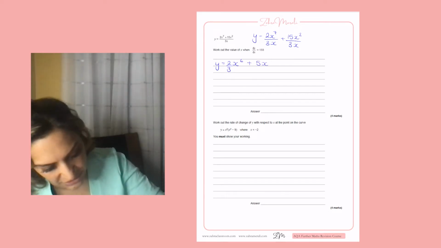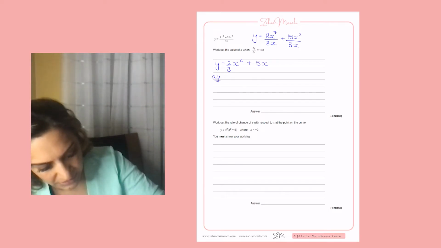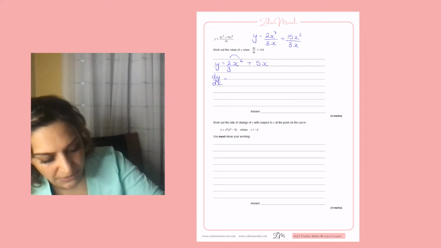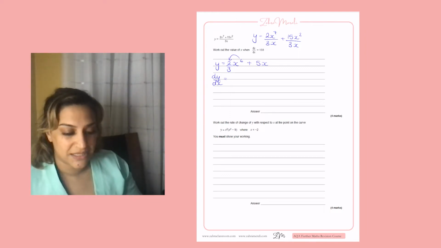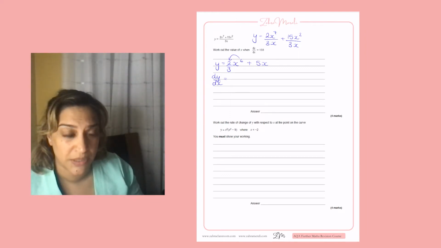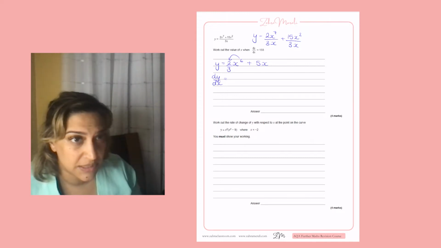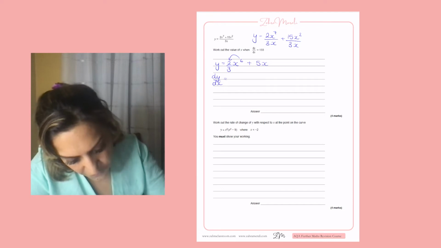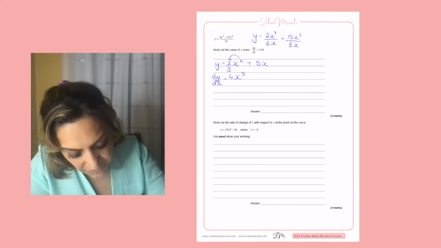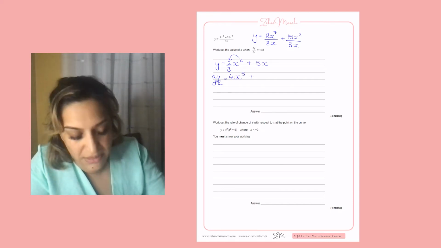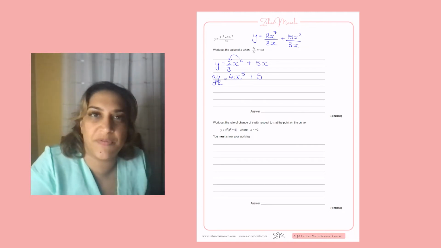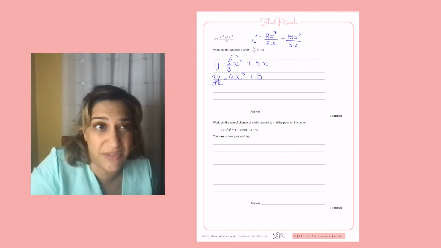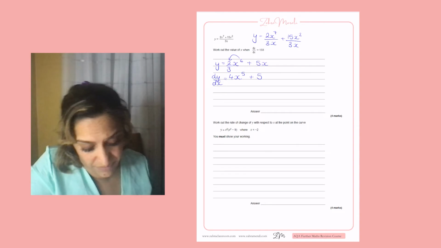Now we're going to differentiate it. So remember, we multiply by the power, 6 times 2 giving us 12. Divide by 3 is going to give you 4. So we're going to end up with 4x to the 5 plus 5. Because remember, the gradient of y equals 5x is just 5.